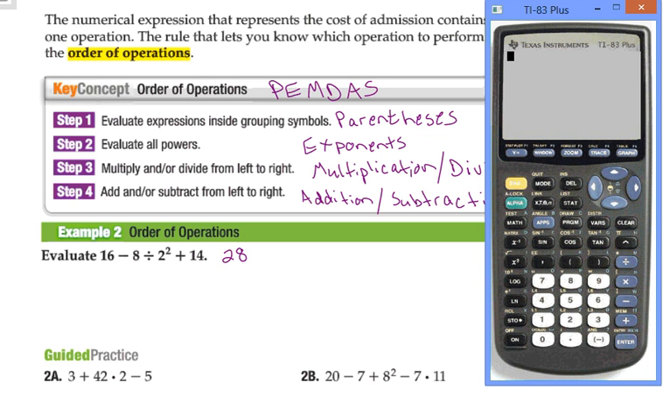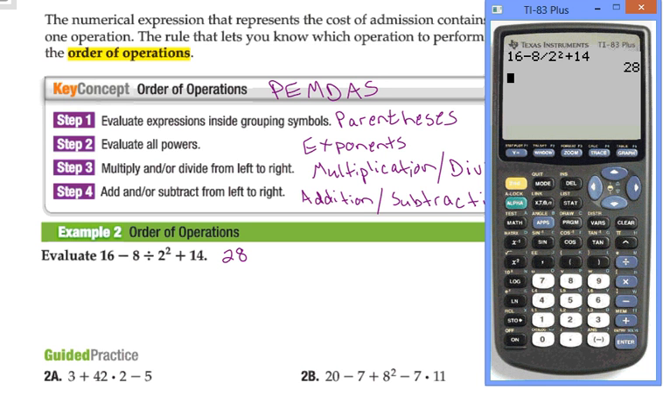So I'm going to go ahead and plug it in exactly how it is in the calculator and see if it gives me the same answer. 16 minus 8 divided by. Notice when I hit that divided by sign, it actually gives me a fraction symbol. That's okay because division and fractions are the same. So I'm going to divide that by 2, use my fancy squared button, plus 14, and jury says 28.